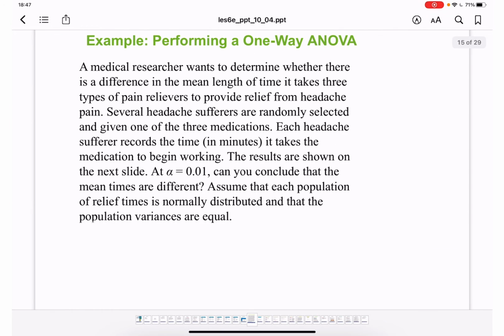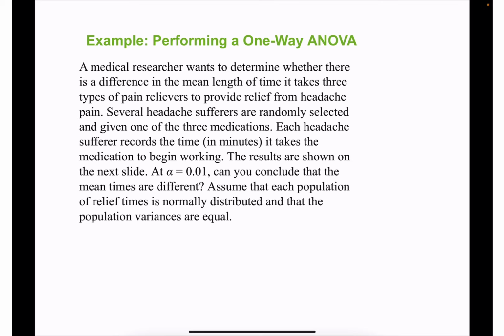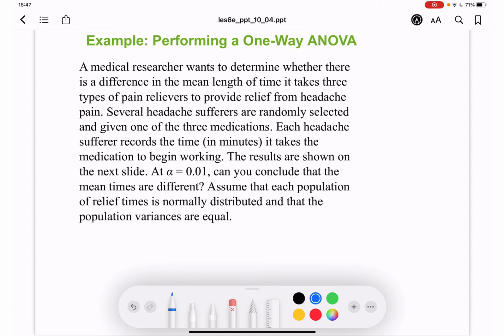Moving on. So, performing a one-way ANOVA. A medical researcher wants to determine whether there is a difference in the mean length of time it takes 3 types of pain relievers to provide relief from headache pain. Several headache sufferers are randomly selected and given one of the three medications. Each headache sufferer records the time in minutes it takes the medication to begin working.